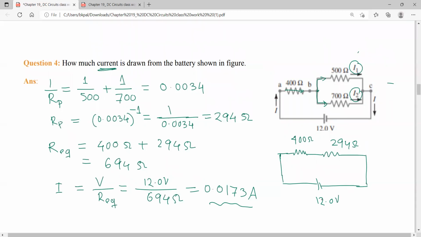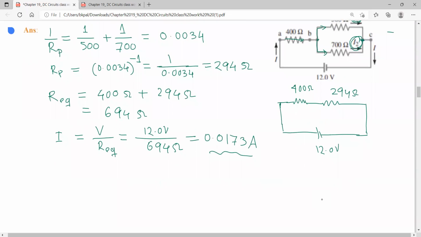They meet again at this point and become I again. But here I1 and I2 are different, so we have to calculate I1 and I2, or just I1. So how do we do that? To do that, we use the fact that we now know the current through this.